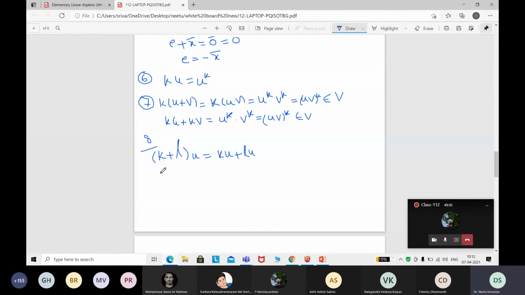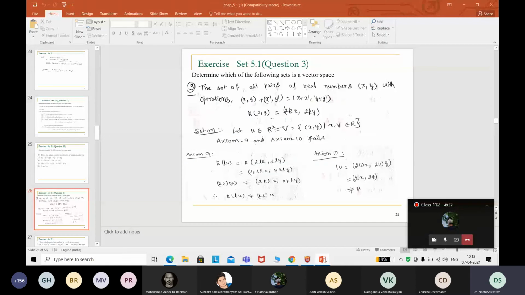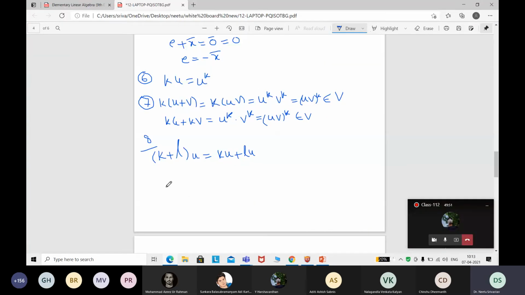So K plus L into U will be what? According to the definition, first you have to add K plus L into U. So I will get here, if I take the LHS, K plus L will be treated as one scalar, and I should get 2 into K plus L into X.